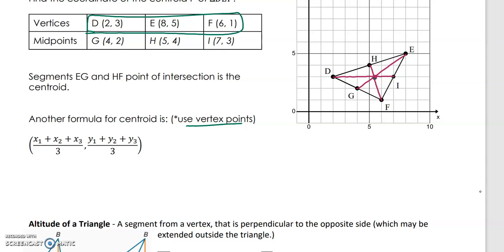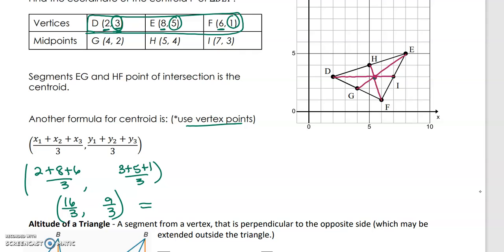So I'm going to go ahead and add 2, 8, and 6, because those are all my x's. And then I'm going to add 3, 5, and 1 for all my y's. And then I'm going to simplify. So this is 16 over 3, and this would be 9 over 3. And I'm going to go ahead and reduce anything that I can reduce. This one is 16 over 3 is really like 5.3. If you want to leave it as a simplified fraction, that's fine too. You can leave it as 5 1/3.